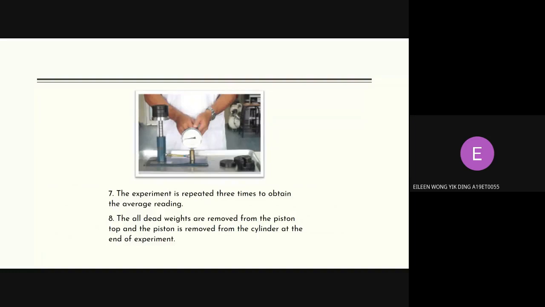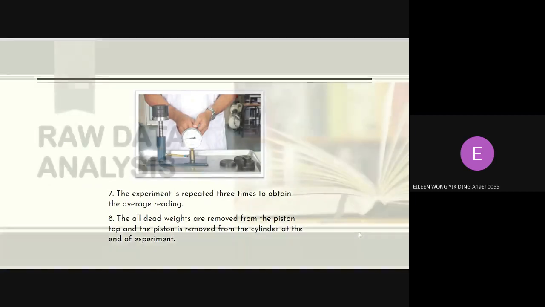The experiment is repeated 3 times to obtain the average reading. All dead weights are removed from the piston top, and the piston is removed from the cylinder at the end of the experiment.